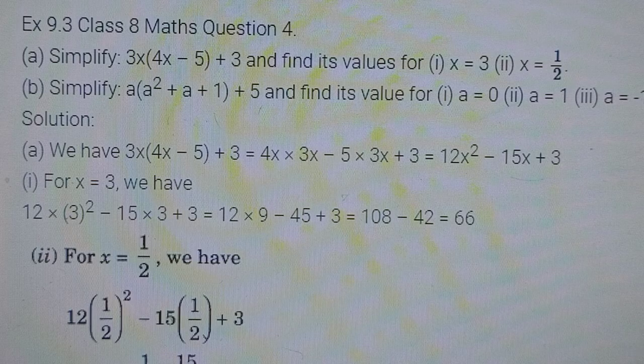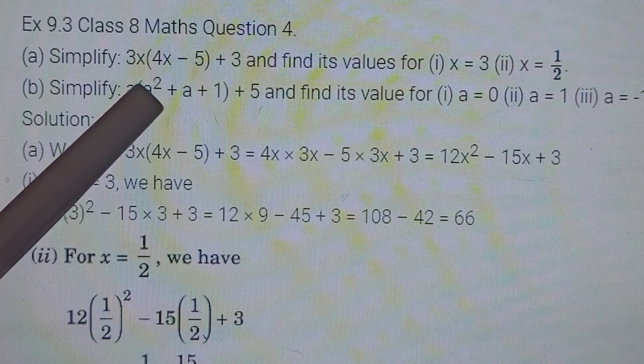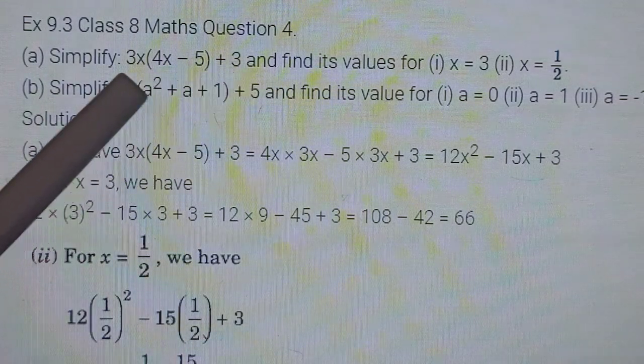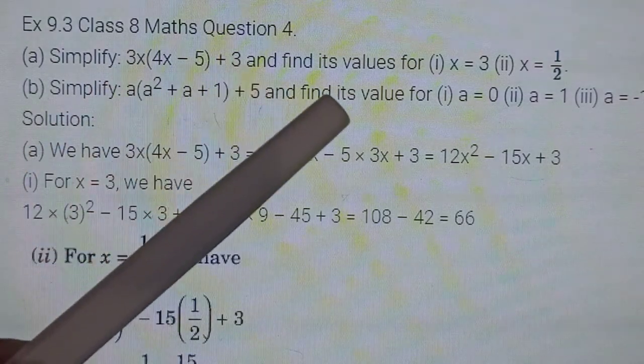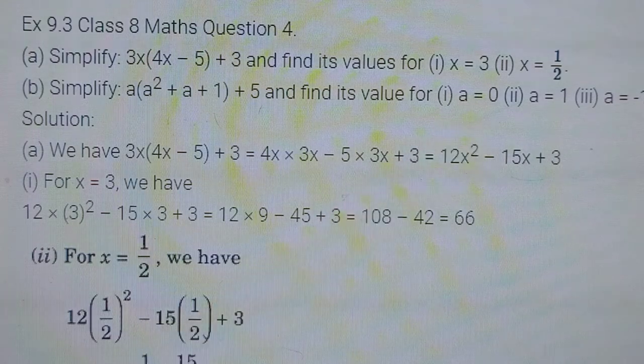Now in question number 4, children, they are asking you to simplify 3x bracket 4x minus 5 plus 3. So first we need to simplify this expression, and then we have to find the value at 2 points, when x is equal to 3 and when x will be equal to half.